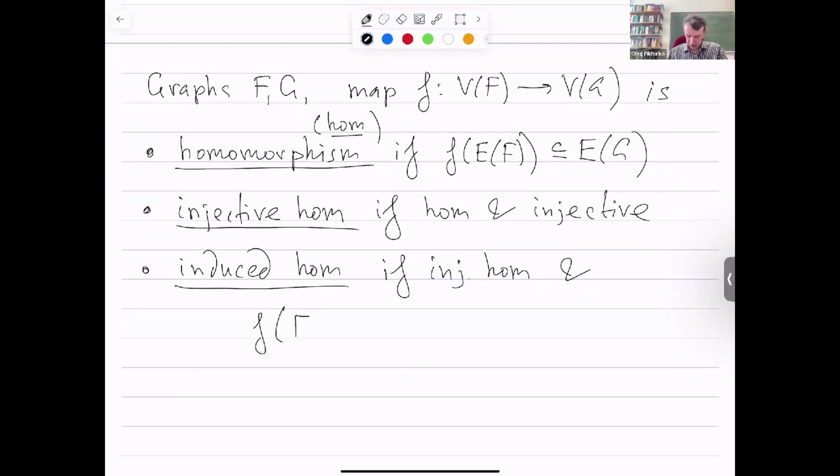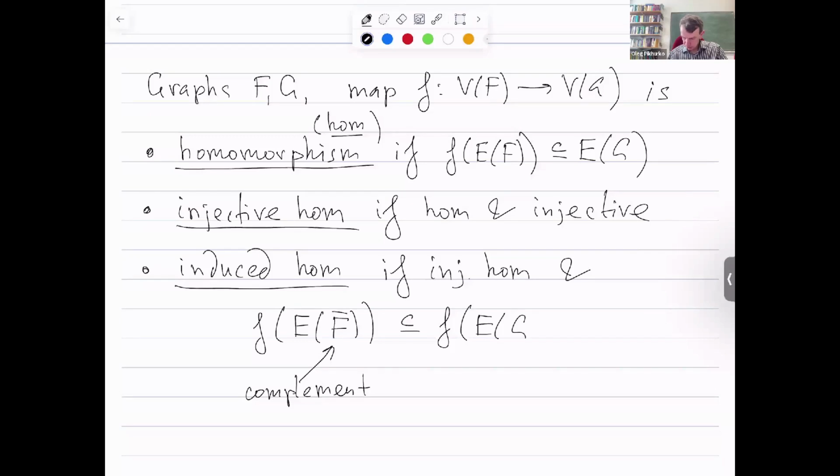So if I look at edges which are in the complement of F, so F bar is the complement, then every non-edge is sent to a non-edge. So in other words, an induced homomorphism is a map from your graph which is an isomorphism on its image. So it has to send edges to edges, non-edges to non-edges, and it's not allowed to glue vertices.